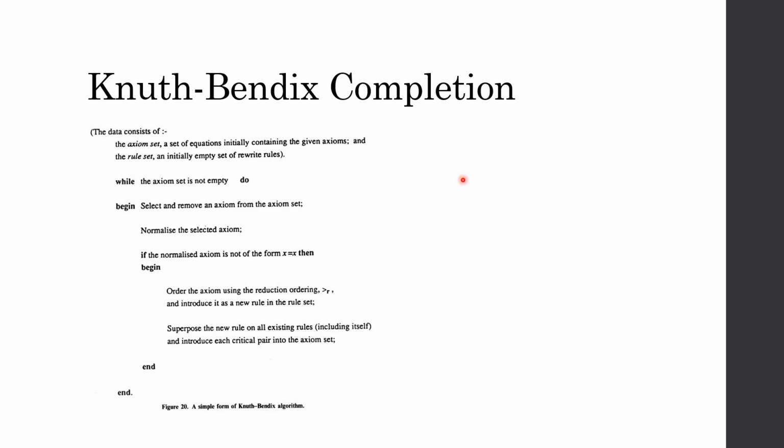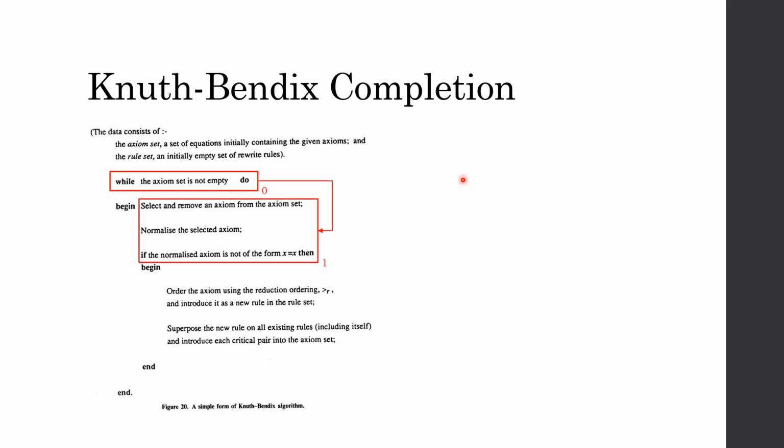Okay, this is a simple form of the Knuth-Bendix algorithm. Of course, there are different forms of it, but this is one of the basic simple forms. So we start off with a non-empty axiom set. For example, for the rewrite rules, we have A1 to A4. From this point of view, it is still an equation, so it's x plus 0 equals x. It's not yet a rewrite rule.